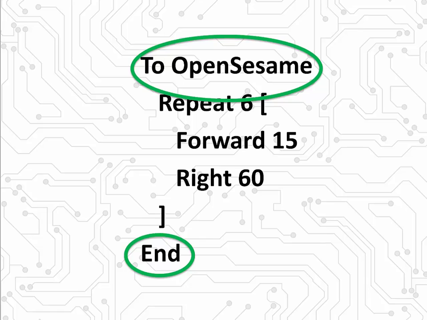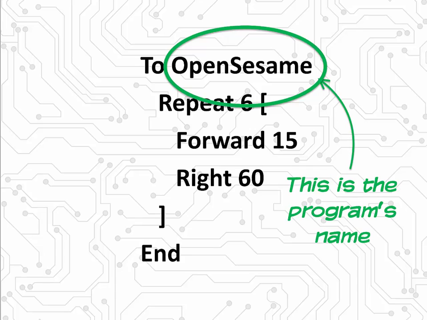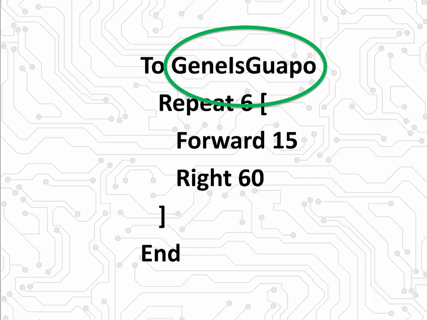These two lines tell the computer that you're making a program, a list of instructions with a name. After the word 2 is the program's name. In the book, the program's name is Open Sesame, but really, you can name your program anything you want. You can name it something like Draw Hexagon, since that's what it does, or you can name it something like Gene is Guapo, which, while true, doesn't have anything to do with anything.